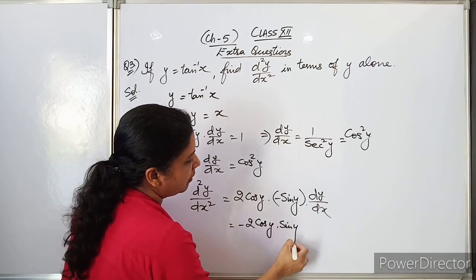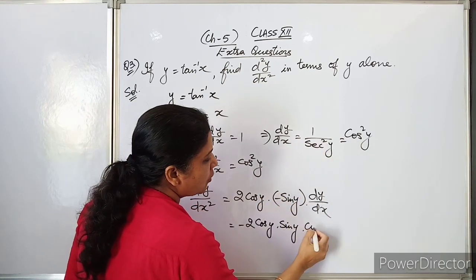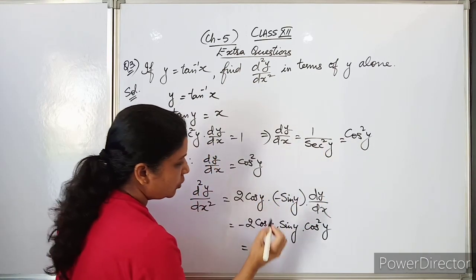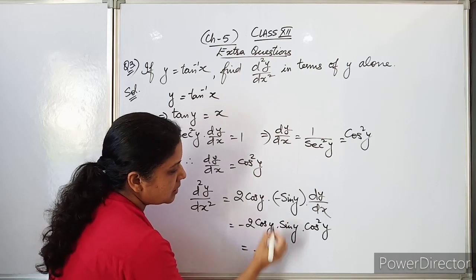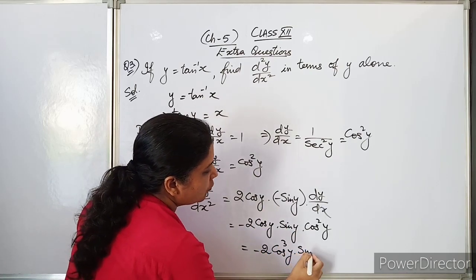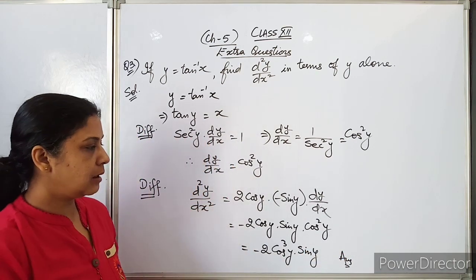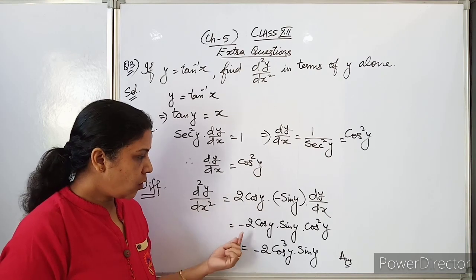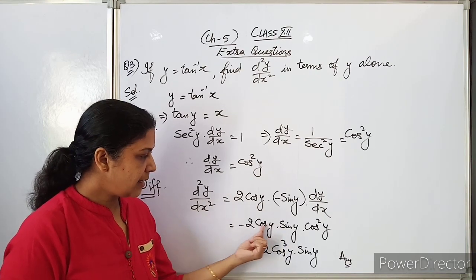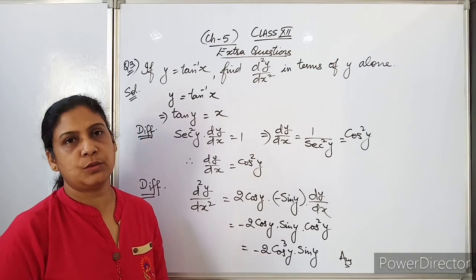into dy by dx. dy by dx is already solved as cos square y. So this can be written as minus 2 times cos cube y into sin y. And you can see the whole second derivative in terms of y. If you want, you can use this formula of minus 2 sin theta cos theta as minus sin 2 theta also. It's up to you.